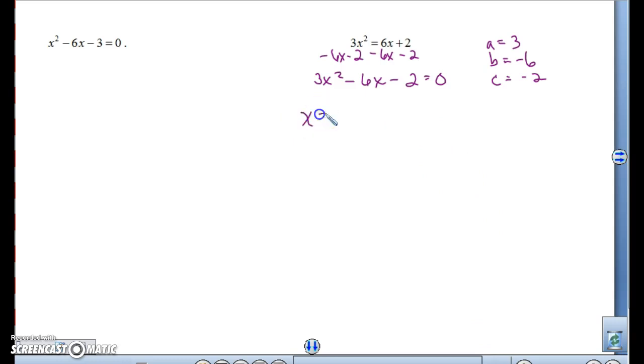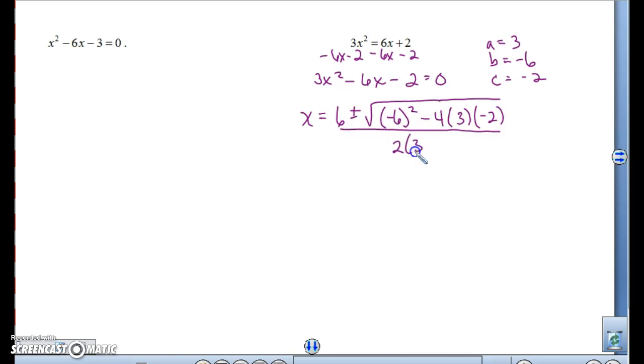All right, again, x equals negative b. Well, I'm going to do this in my head. Negative negative 6 is just 6, plus or minus the square root of negative 6 squared minus 4 times 3 times negative 2, because it's a times c, all over 2 times 3. So solving this, 6 plus or minus the square root of 36, negative 4 times 3 times negative 2 is positive 24, all over 6.